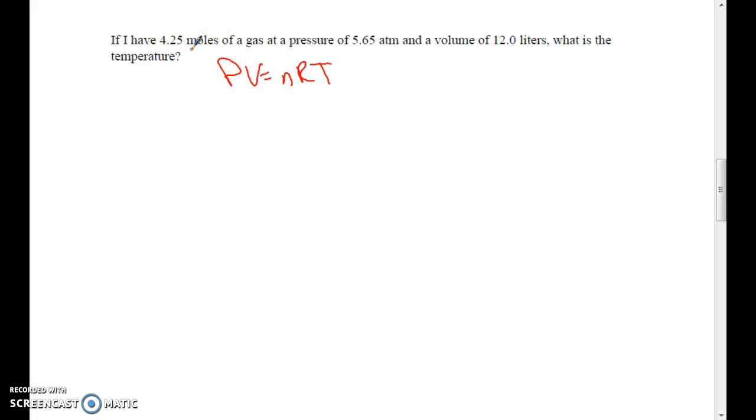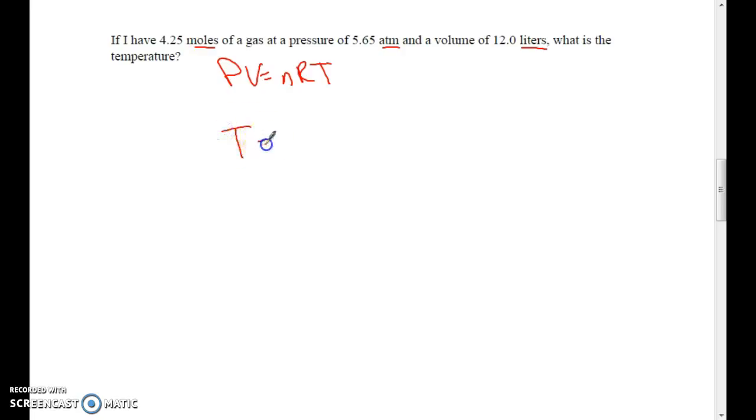Now, we need the units for R, which is liters atmospheres per mole K. We have liters, we have atmospheres, we have moles. So this should work out. We don't have to do any conversions. This problem is going to be pretty straightforward. We want to solve for temperature.